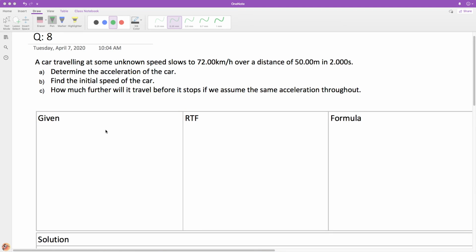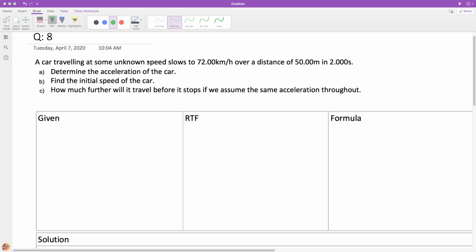Question 8. A car traveling at some unknown speed slows to 72 kilometers per hour over a distance of 50 meters in 2 seconds. A. Determine the acceleration of the car. B. Find the initial speed of the car. C. How much further will it travel before it stops if we can assume the same acceleration throughout?